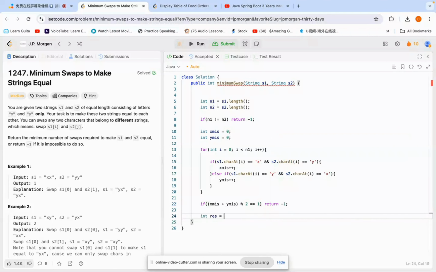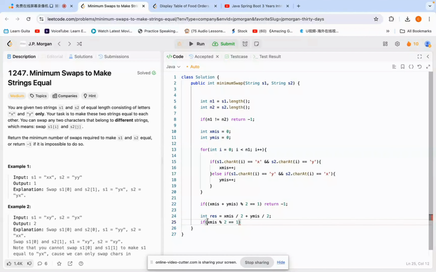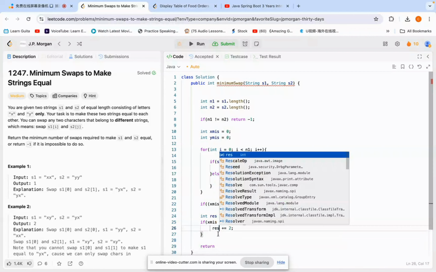Then we take xMiss divided by 2 plus yMiss divided by 2, and we do one more operation here. xMiss mod by 2, which means if it's odd, we need to swap two more times, and then we can make the two strings equal. Finally we return the result.